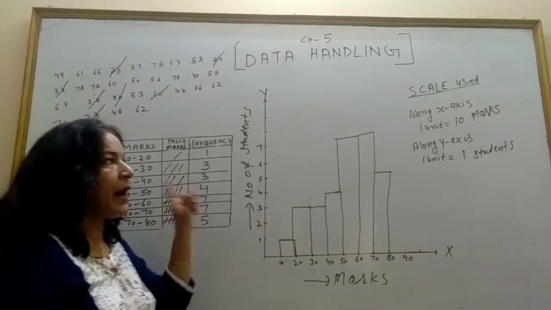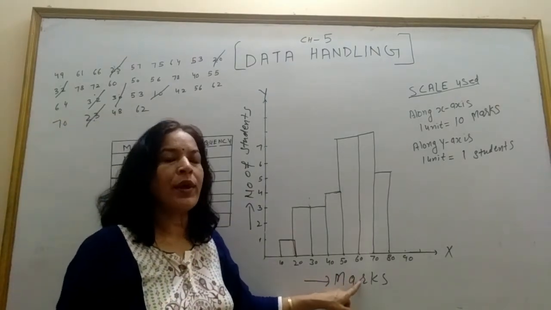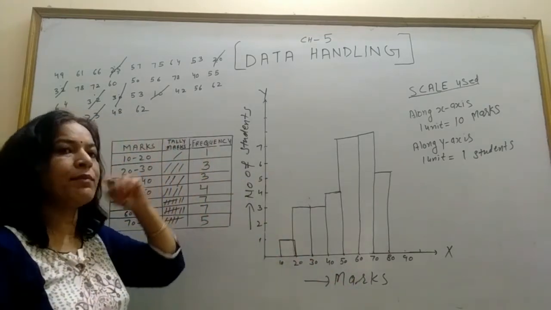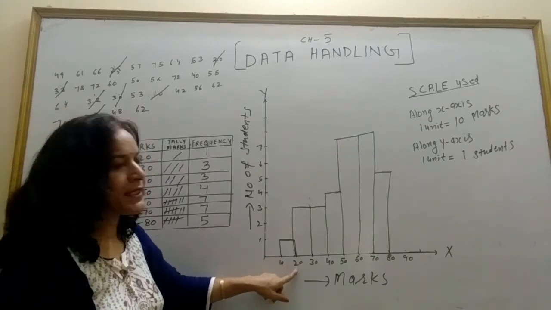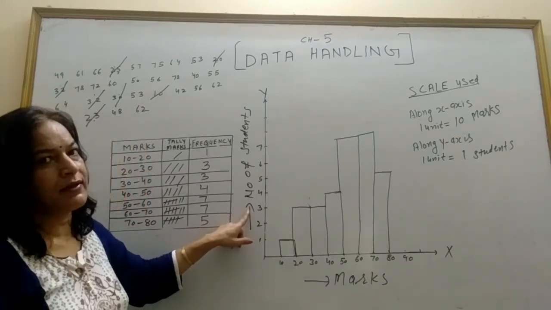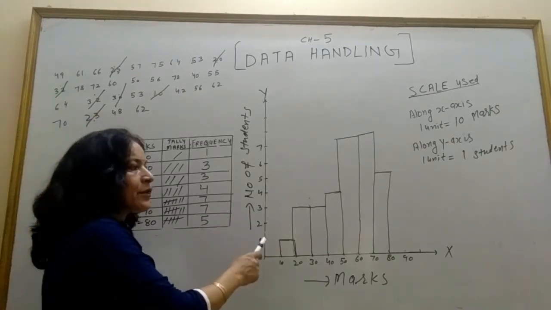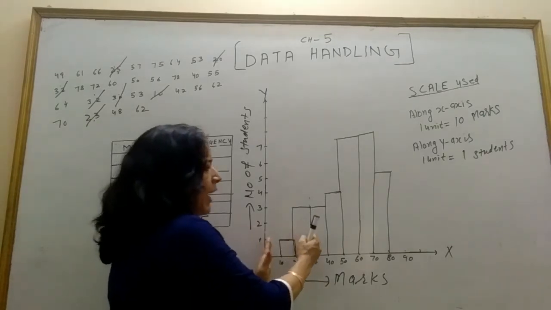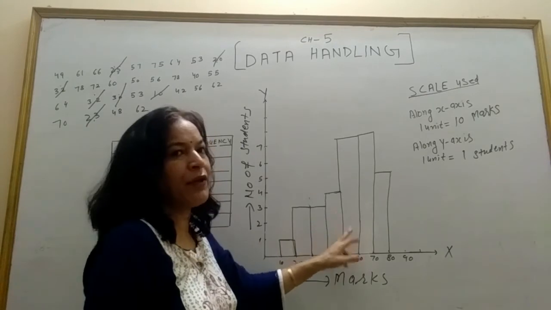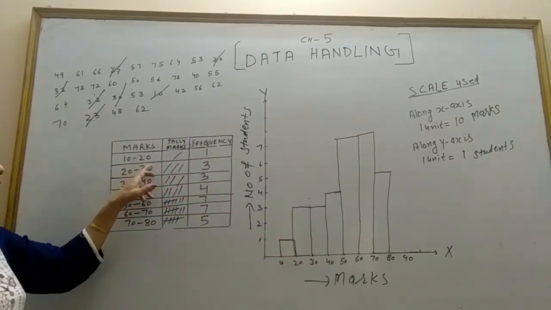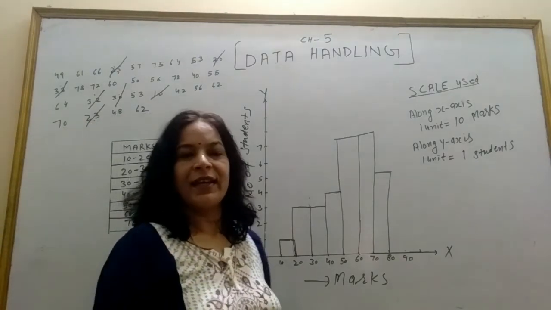What is the difference between a bar graph and a histogram? In a bar graph, along the x-axis no numbers are there, only along the y-axis. But in a histogram, there are numbers on the x-axis and numbers on the y-axis. And in a bar graph there were bars of uniform width, but there was a gap between the two bars. Here in a histogram, no gap between the bars. We use a histogram to represent continuous class intervals or continuous data. Clear? Thank you.